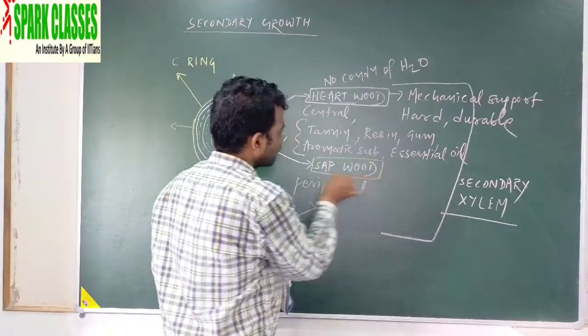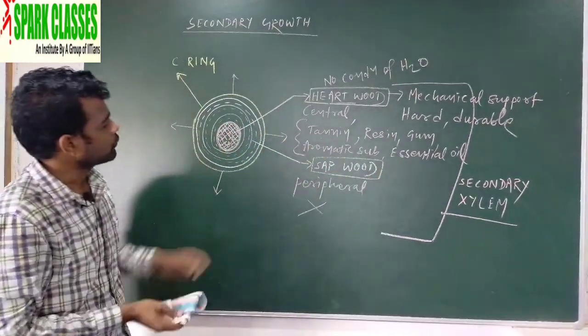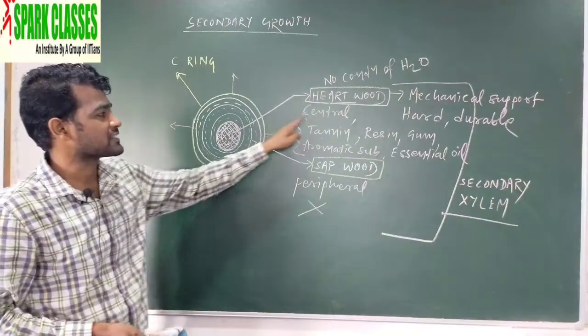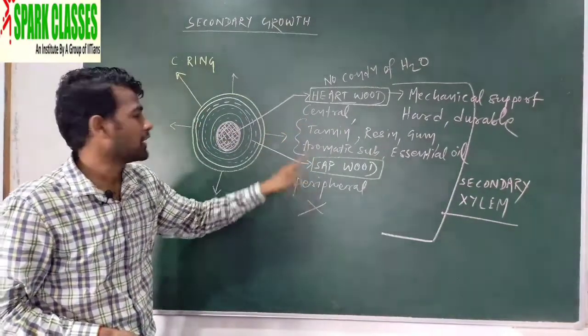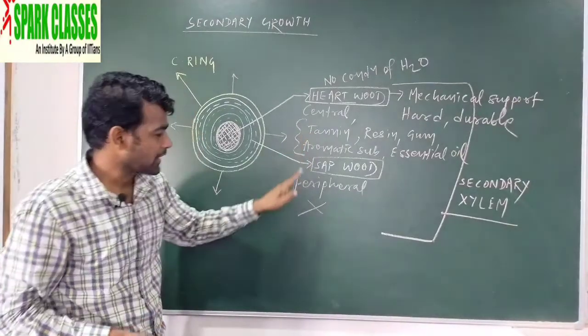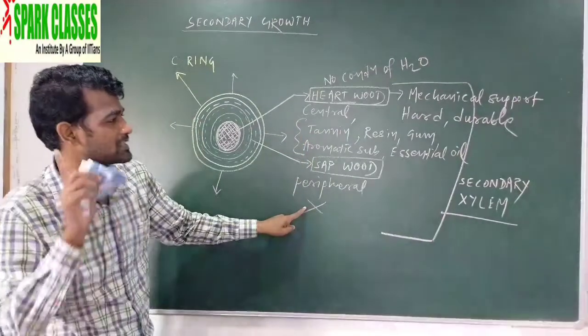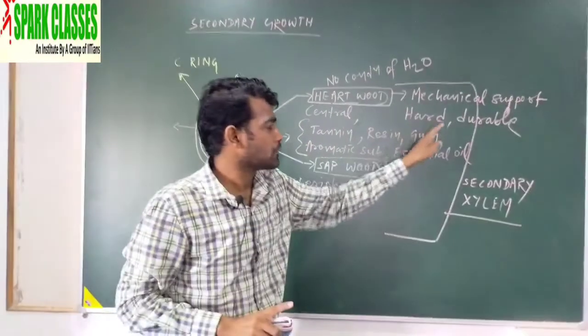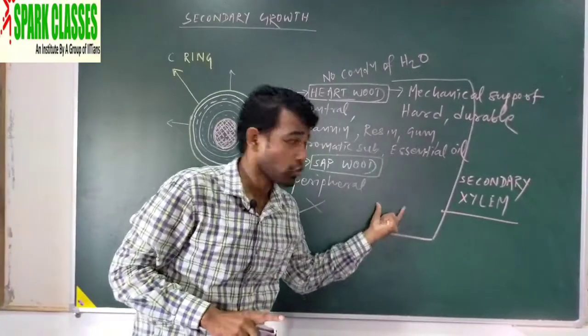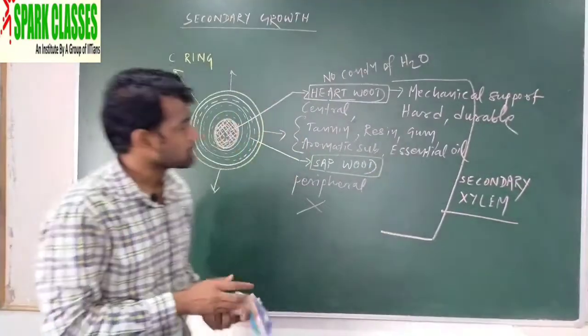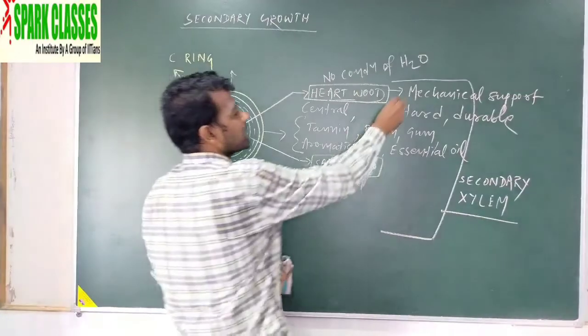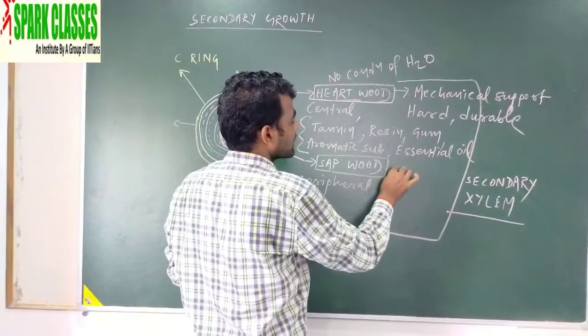What is the sapwood? Already I had told you, sapwood is the peripheral part. First difference: hardwood is central, sapwood is peripheral. Hardwood is deposited with these chemicals, sapwood is not deposited with these chemicals. It is hard and durable, but sapwood is comparatively soft. And next function, hardwood provides mechanical support. Sapwood does not help in mechanical support.